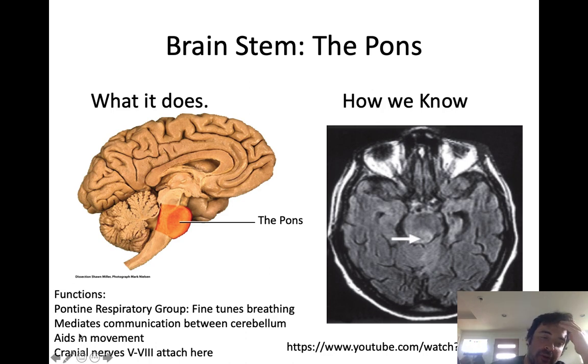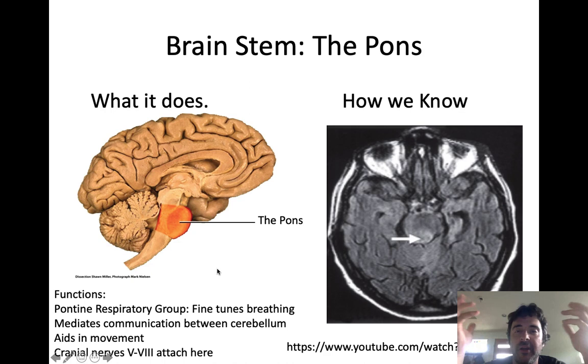Another thing that the pons does is it mediates communication between the cerebellum and other structures within the brain, and that happens via what are called the middle cerebellar peduncles, which we're going to talk about. And cranial nerves 5 through 8 have a point of attachment on the pons. So 9 through 12, medulla oblongata, 5 through 8 on the pons.